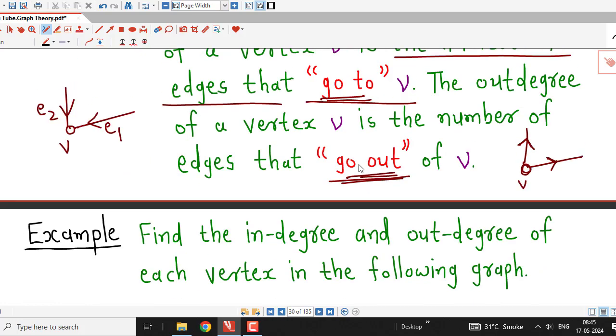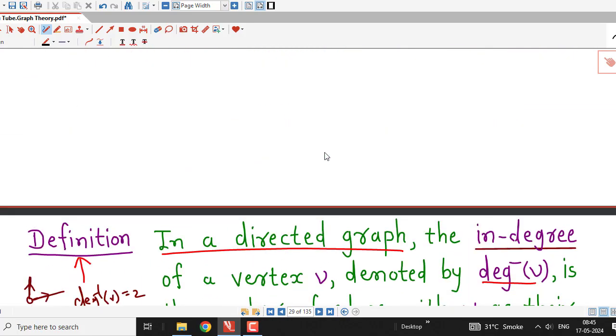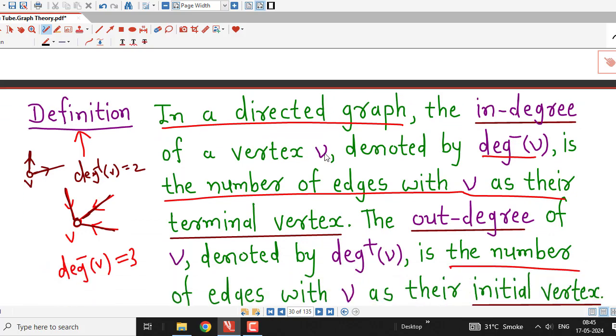So this is all about this session. Here we have understood how to count the in degree and out degrees of a vertex in a directed graph.